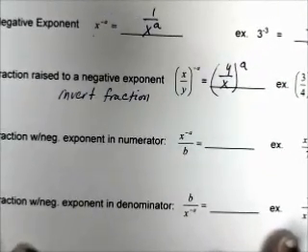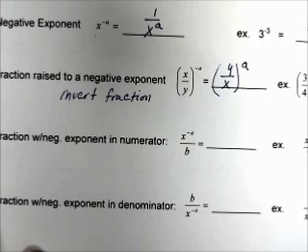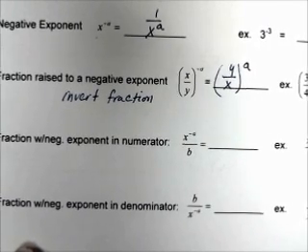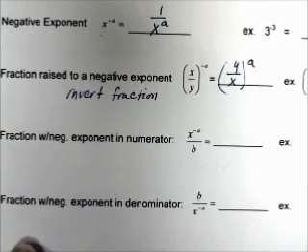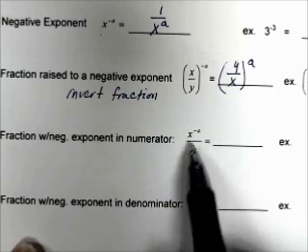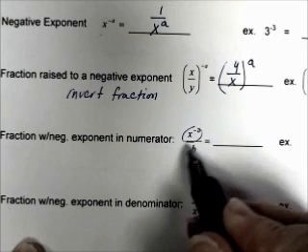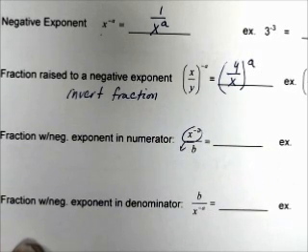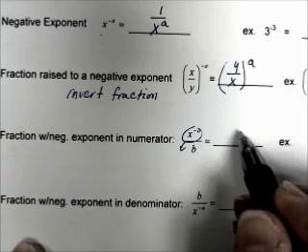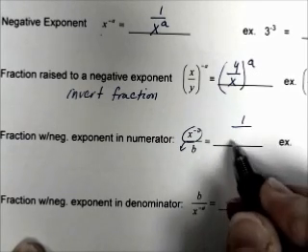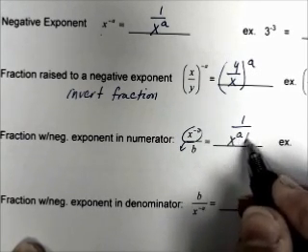When you have a fraction with a negative exponent in the numerator, to take care of the negative exponent in the numerator, what we're going to do is take it and bring it down and place it in the denominator with a positive exponent. So this would be 1 over x to the positive a times b.